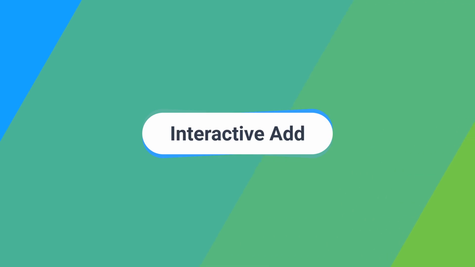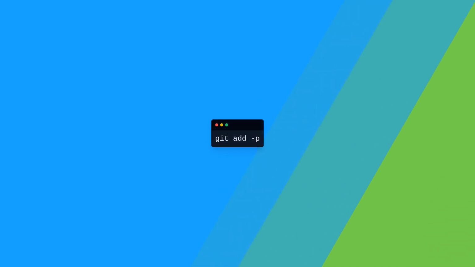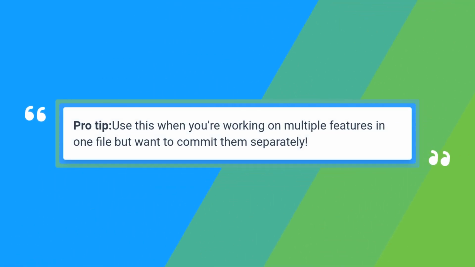Interactive add. This command allows you to stage parts of a file instead of the entire file. This is super helpful when you only want to commit certain changes in a file while leaving the rest for later. Why it's cool? You get more granular control over what gets committed, which is great for making small, focused commits. Pro tip: use this when you're working on multiple features in one file but want to commit them separately.